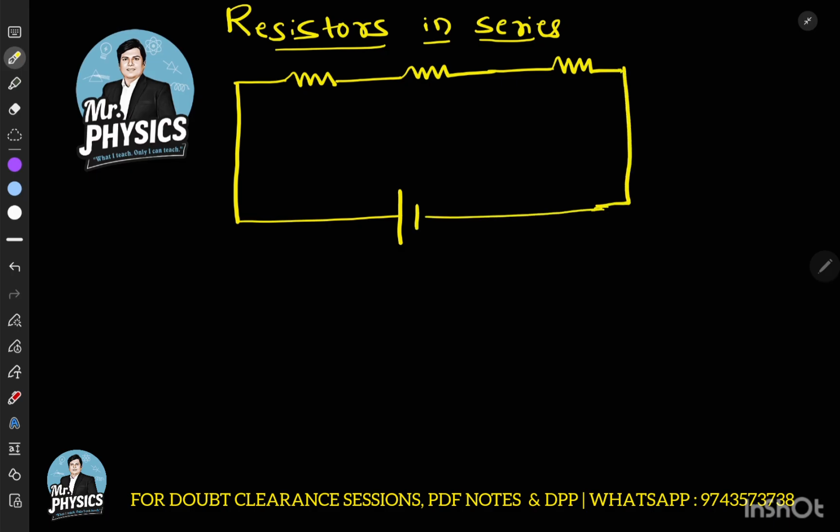Let us consider R1, R2 and R3, three resistors connected in series across a battery providing a potential difference of V. From plus to minus, there is a flow of current I. So here we have some conditions of series combination.